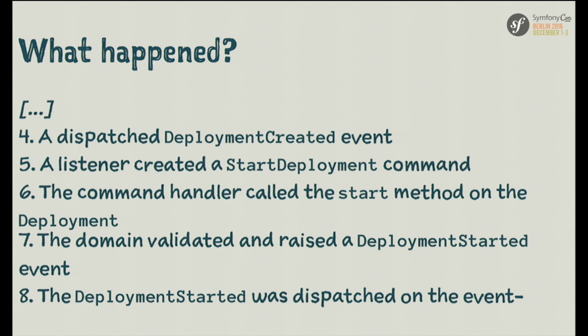Basically, at the end of what we had before, we were dispatching a deployment created event. Now this listener is listening to that and says, okay, right, I want to send a start deployment command. So it goes to the command bus, and then the command handler is run. And what is this command handler doing? Getting our deployment from our repository, calling the start method, getting the raised events and storing them. And that's all.